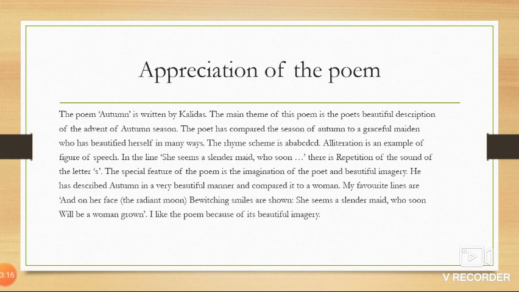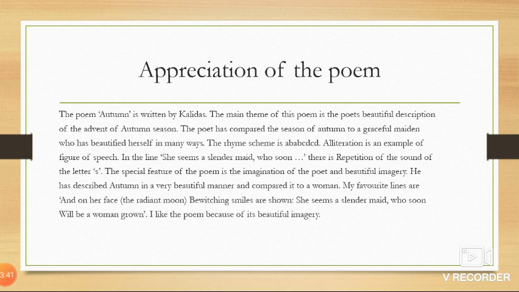Now I have given you the appreciation of the poem. It is paragraph-wise. You can also convert it into point-wise. It is very easy to convert it. I will read and explain. The poem Autumn is written by Kalidas. The main theme of this poem is the poet's beautiful description of the advent of the autumn season. The poet has compared the season of autumn to a graceful maiden who has beautified herself in many ways.